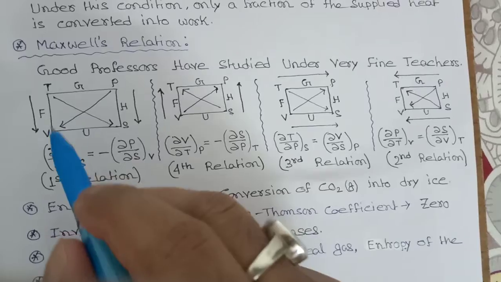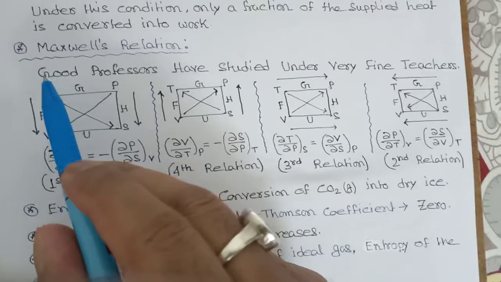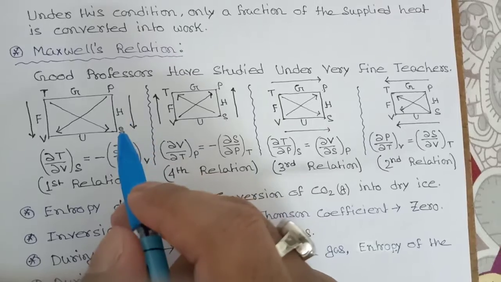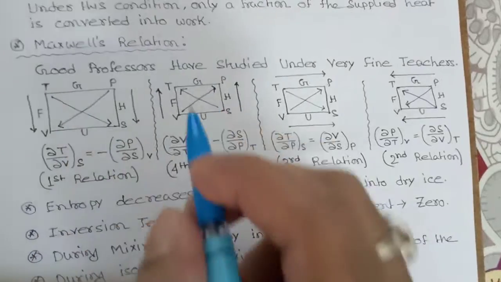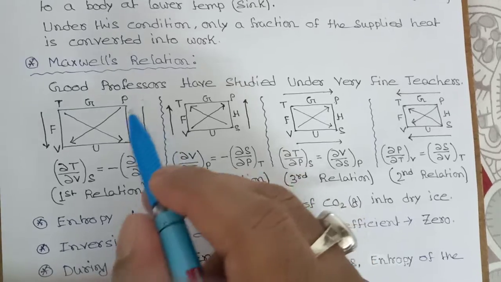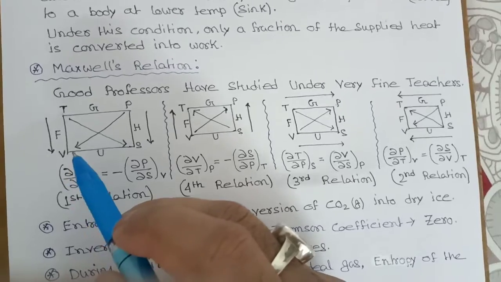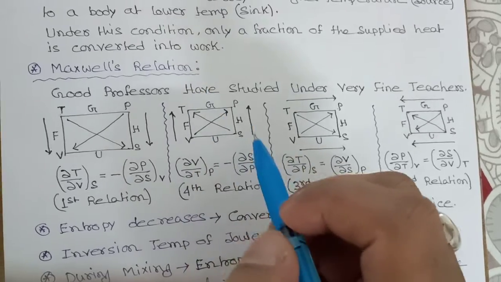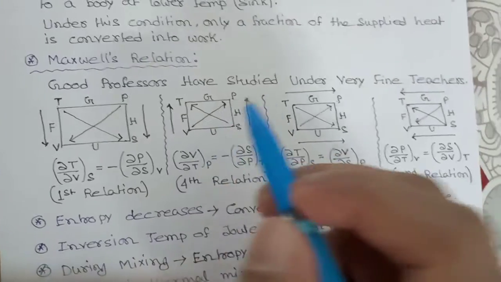Then you have to make a box like this and write the first alphabet of every word in this way. Good professor have studied under very fine teacher. Then you have to give arrows in the downward direction, in this way, in this way, in this way, and in this way. In the second case, you have to give arrows in the upward direction, in this way, this one, this one, this one, and this one.